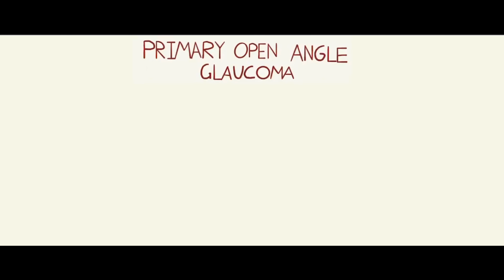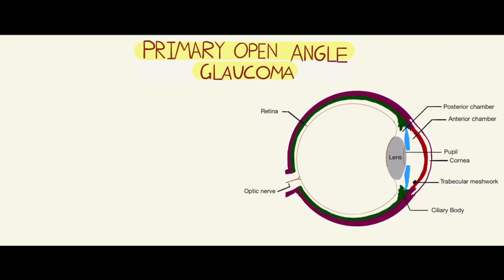Let's have a look at primary open angle glaucoma, which is also referred to as chronic glaucoma. Looking at this diagram, normally what happens is that aqueous humor, which is the fluid in the eye, is produced by the ciliary body, secreted into the posterior chamber before being passed into the anterior chamber, and then it gets drained via the trabecular meshwork.